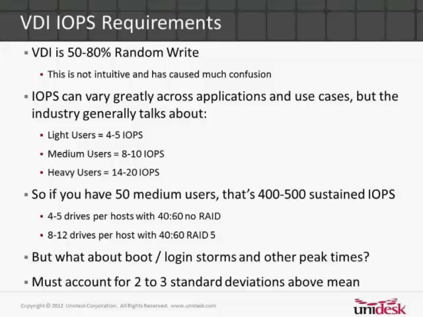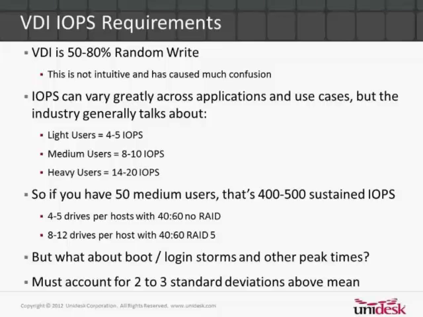But if you look at it and you said, for each host, I have 50 medium users in the mix that I'm going to have, then I would need somewhere in the neighborhood of 400 to 500 sustained IOPS. And that doesn't count peaks. It's just sustained. We'll talk about that a bit. What would that mean from a drive set?